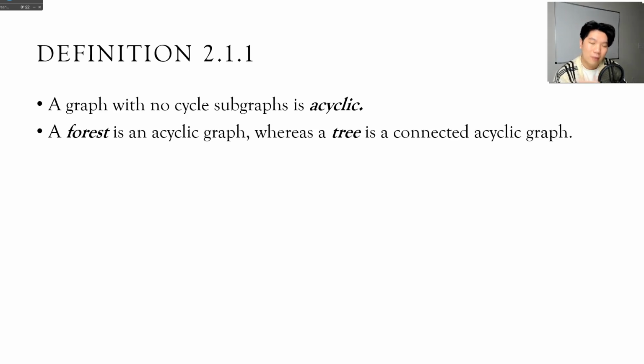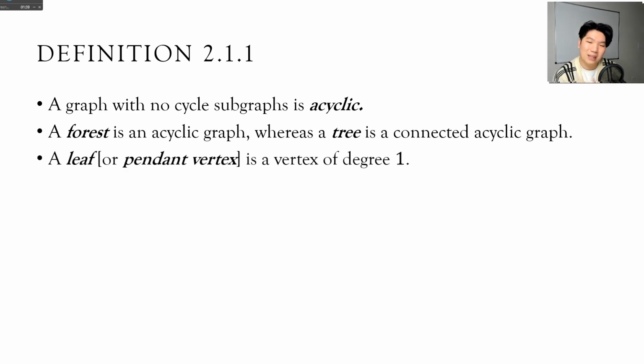So forest and tree are both acyclic. We don't have any cycle subgraphs, but a tree must be connected. That is, I only have one component for a tree. Whenever I'm talking about a tree or a forest, you're also often going to hear me say the word leaf or pendant vertex. This refers to a vertex that has degree 1. That is, it only has one neighbor.